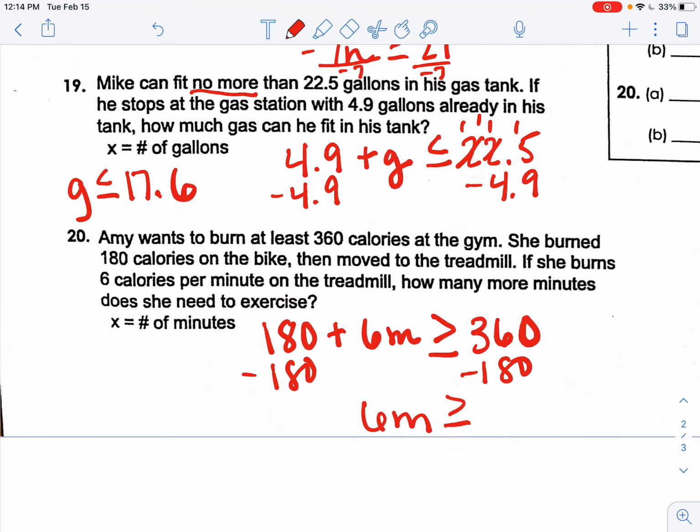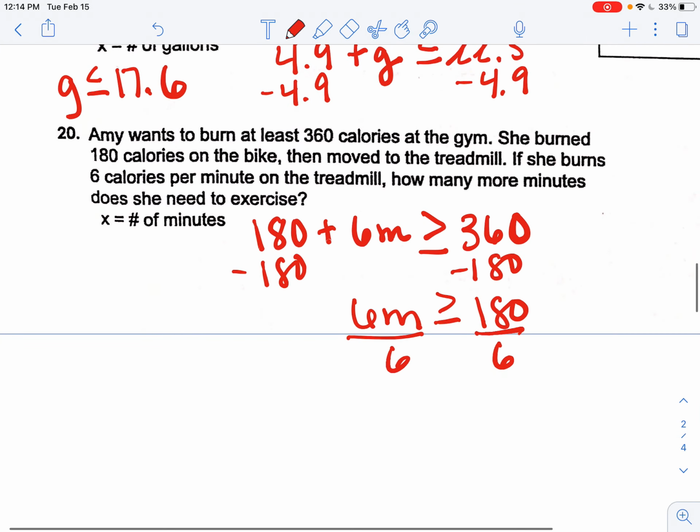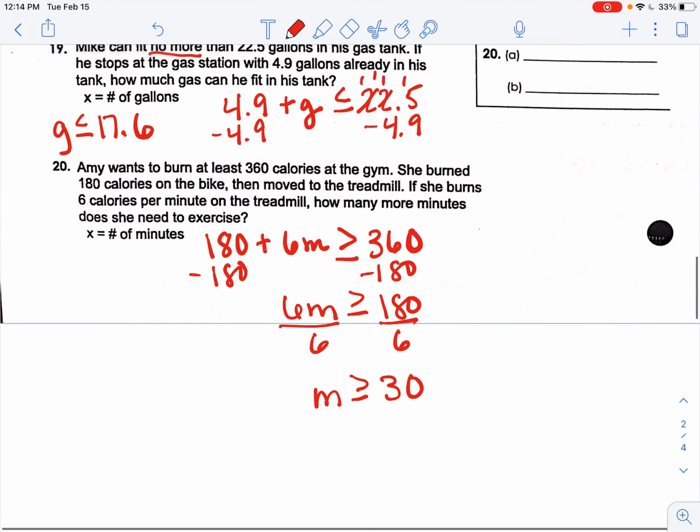6M is greater or equal to 180. Divide both sides by 6. M is greater or equal to 30. So how many more minutes does she need to exercise? She needs to exercise 30 minutes or more to burn at least 360 calories.